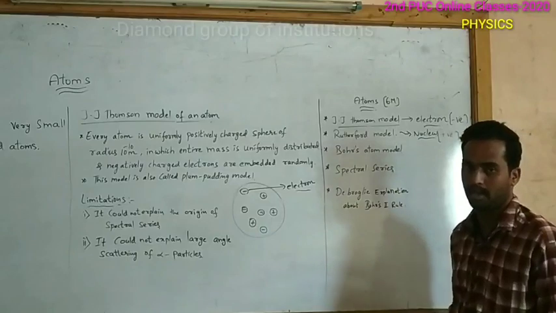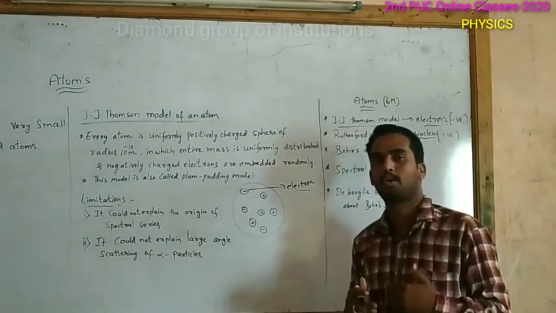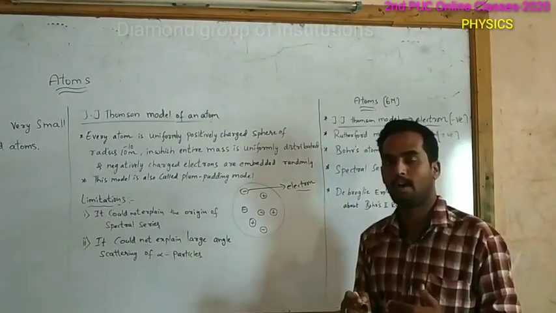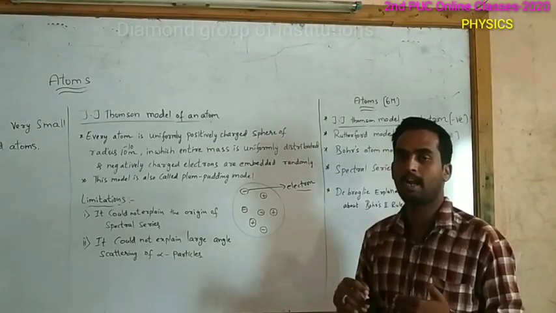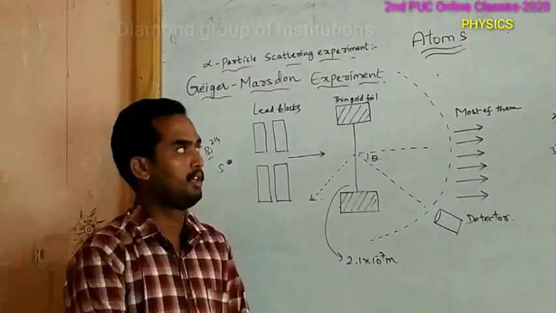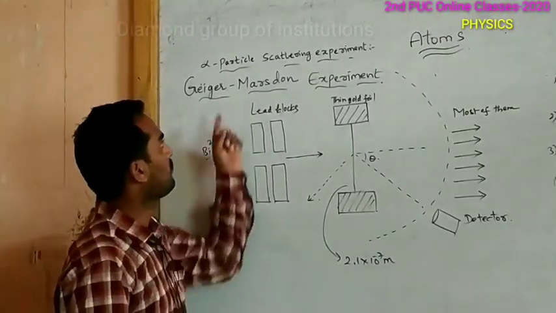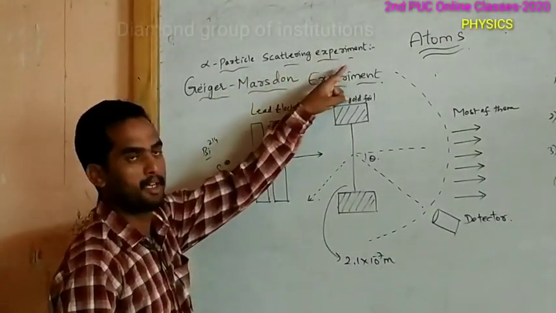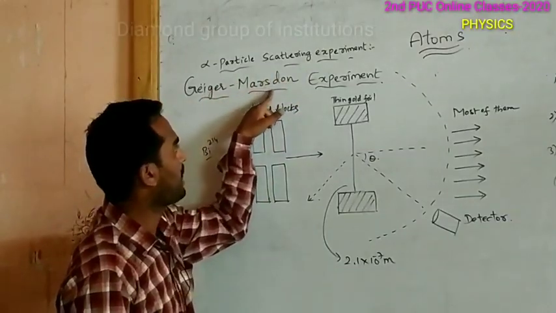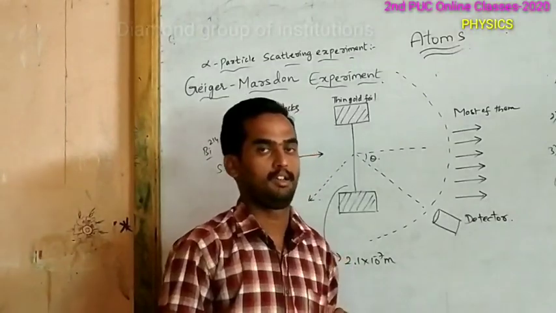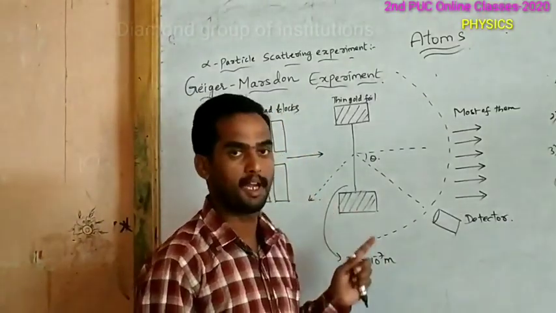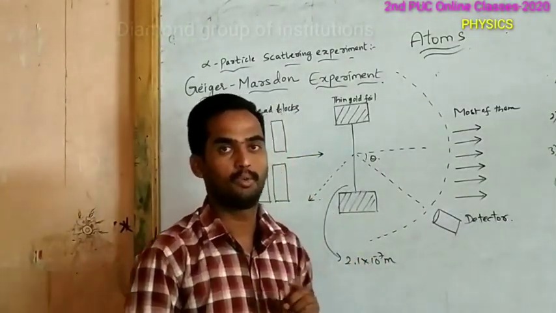J.J. Thomson model. So next, now we are going to study the alpha particle scattering experiment that was done by Geiger and Marsden. So this is the arrangement of the alpha particle scattering experiment, the Geiger-Marsden experiment, done by the students of Rutherford. And next, before going to this experiment, again we will go through what J.J. Thomson said.